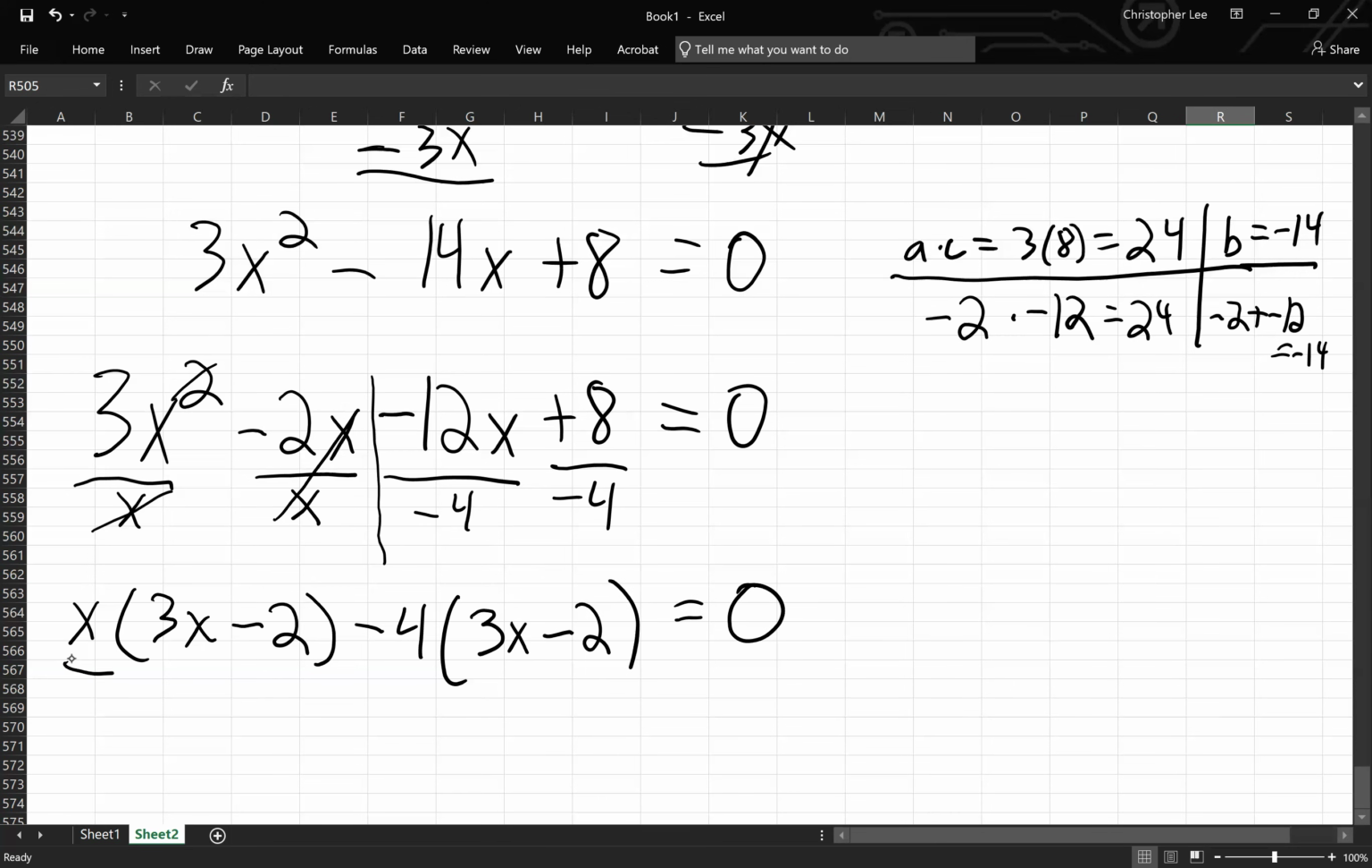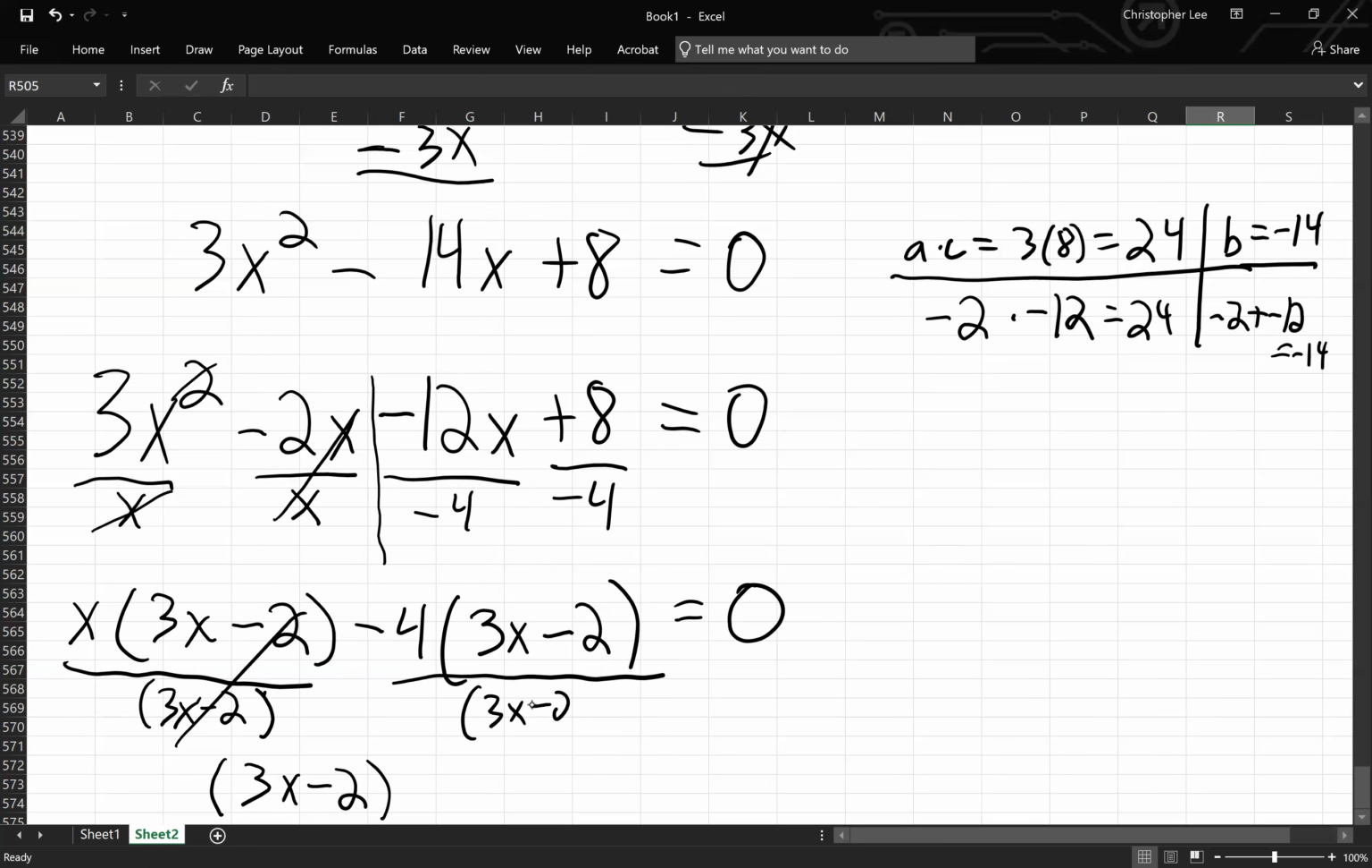Greatest common factor one more time. What do both of these terms have in common? They both have 3x minus 2, right? Remember, anytime you factor out the 3x minus 2, it's like you're dividing by 3x minus 2, right? So let's see what's left over. X minus 4. Perfect, perfect, perfect. Equals 0, of course, right?